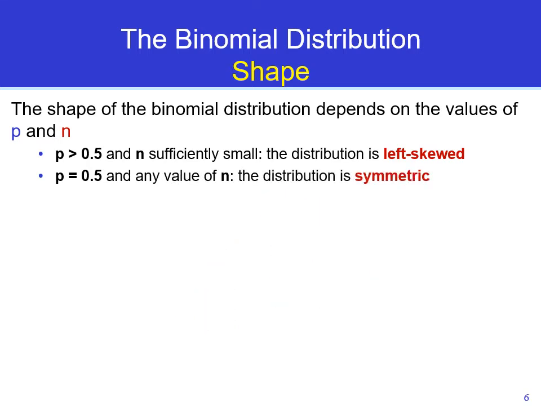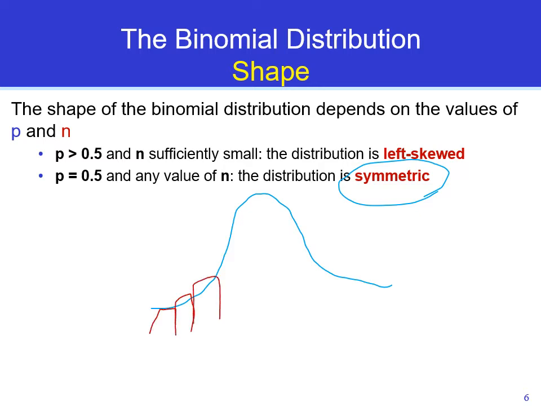If p is exactly equal to 0.5, for any value of n, it doesn't matter what n is, then the distribution is symmetric. It means that it would look like this. Again, this is continuous, so we have to make it discrete. It would look something like this.